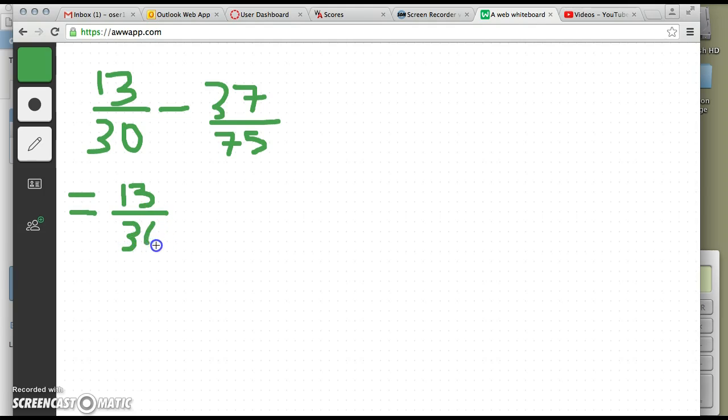All right. So now what we're going to do is take this first fraction, 13 over 30, and multiply it by a number such that the value of this fraction does not change. What number can you multiply any number by and get exactly what you started with? Think about that for a second. And the answer is 1. If you take any number and multiply it times 1, you're not changing its value.